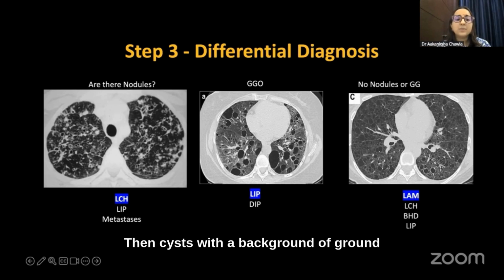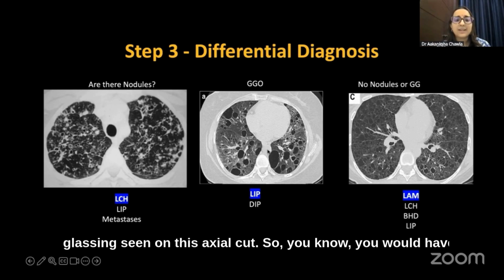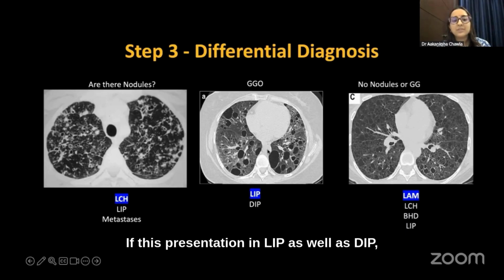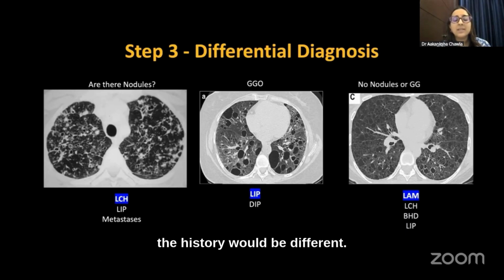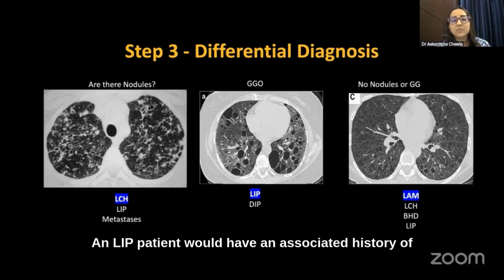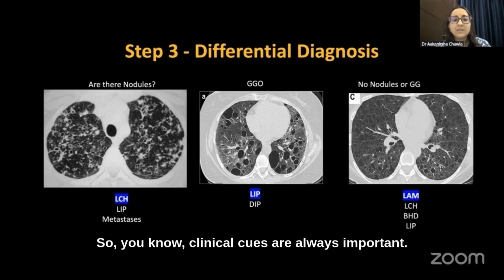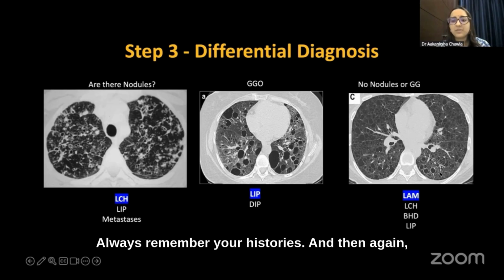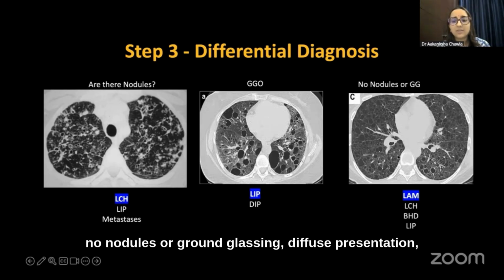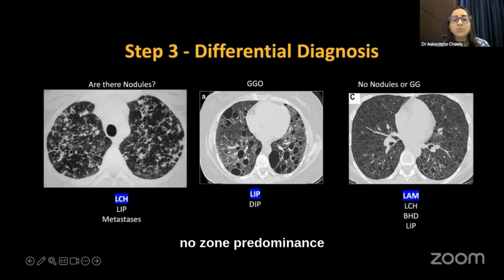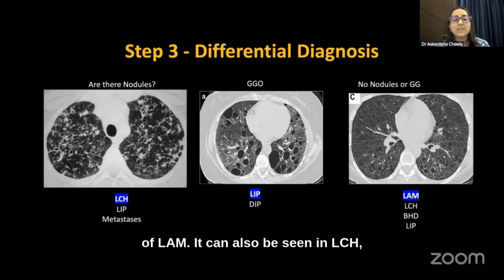Then cysts with a background of ground glassing, seen on this axial cut. You would have this presentation in LIP as well as DIP. The history would be different. An LIP patient would have an associated history of autoimmune disease, whereas a DIP, desquamative interstitial pneumonia, patient would have a history of smoking. So clinical cues are always important. Always remember your histories. And then again, no nodules or ground glassing, diffuse presentation, no zone predominance, seen in cases of LAM. It can also be seen in LCH, Birt-Hogg-Dubé, as well as LIP.